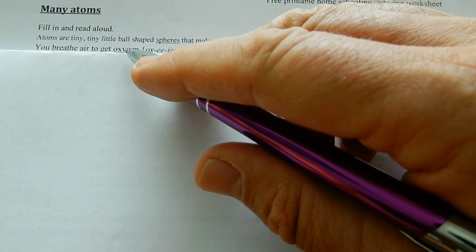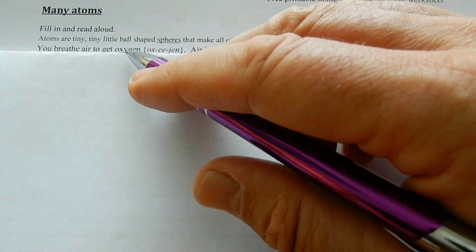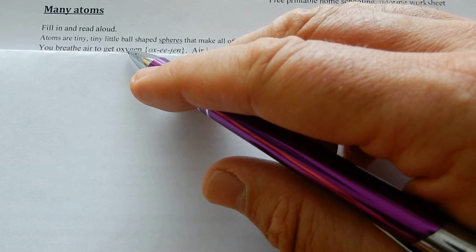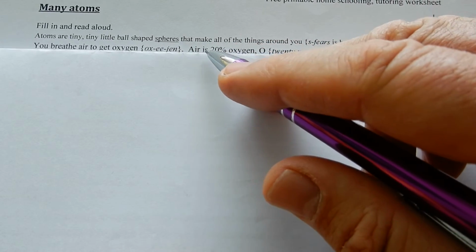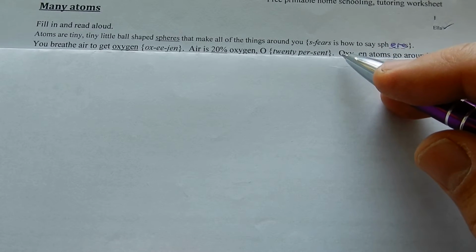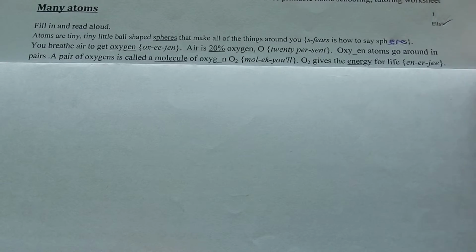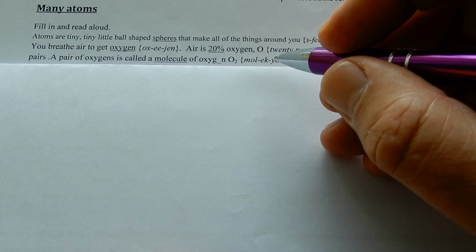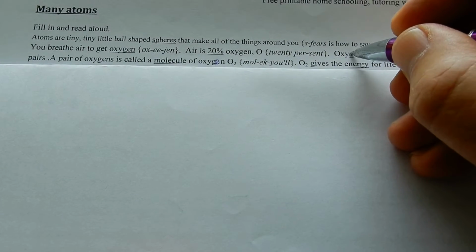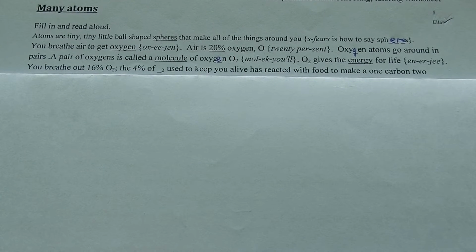Yes, atoms make all the tables, the air, the humans, the paintings, the floor, the ceilings, the walls, cars. You breathe air to get oxygen. Air is 20% oxygen. Oxygen atoms go around in pairs. A pair of oxygens is called a molecule of oxygen, O2. O2 gives the energy for life.